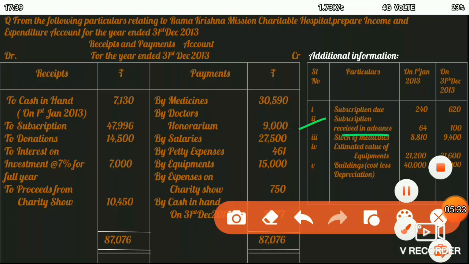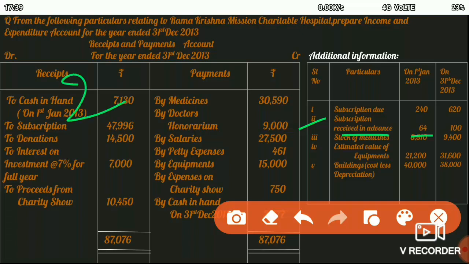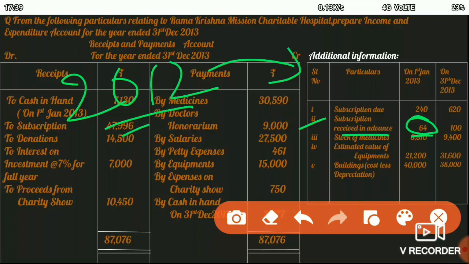So, okay, next we go for the next adjustment. Subscription received in advance. Subscription which is received in advance means it is received beforehand. Now it is shown as opening. That means last year it was received as an advance. It was received in 2012, and for which year's advance, the 64 is not mentioned here. So we assume that it is for the next year. So this 64 was received in 2012 for 2013.